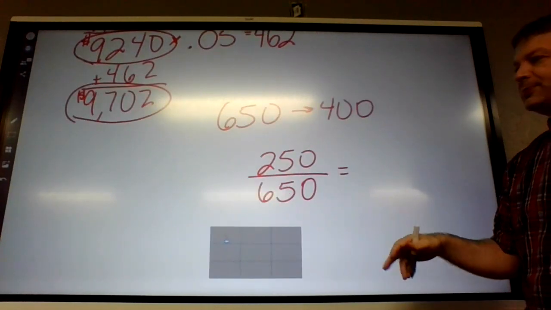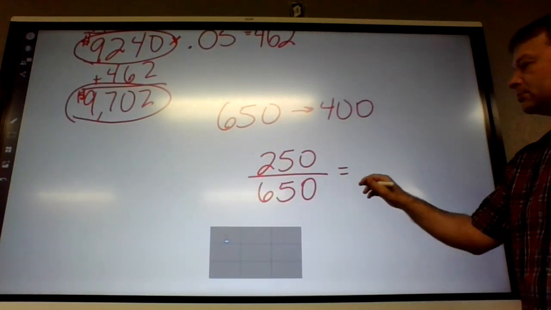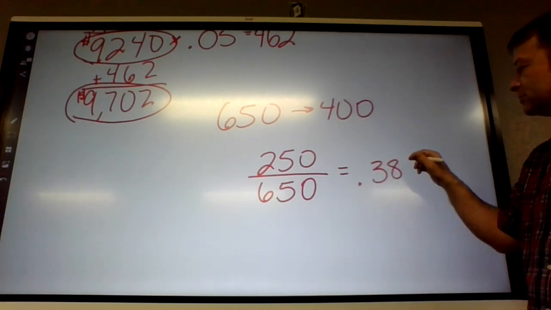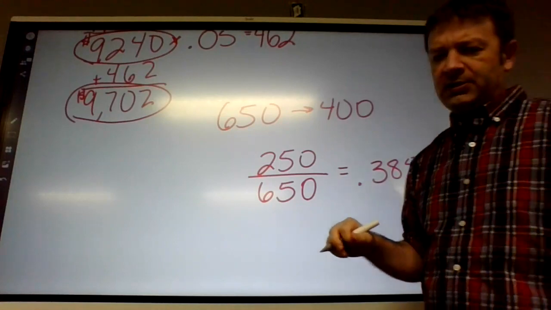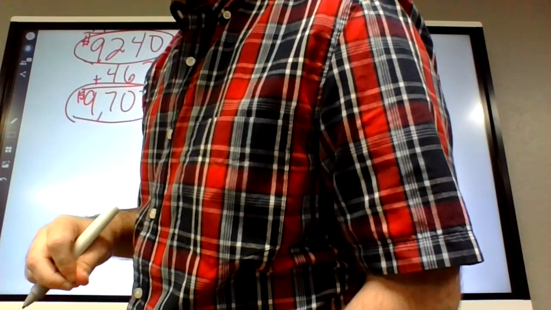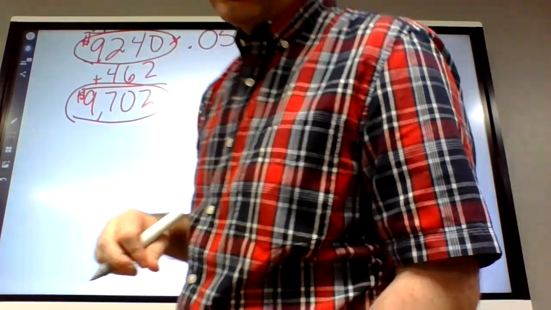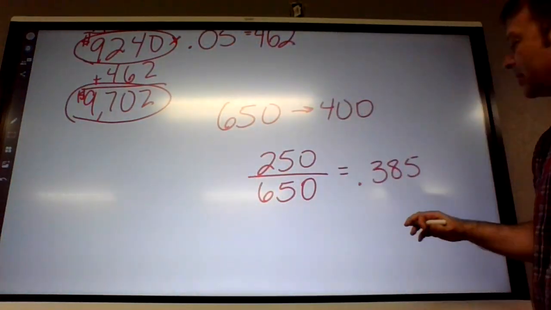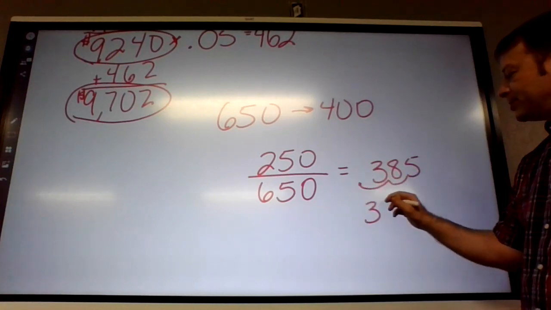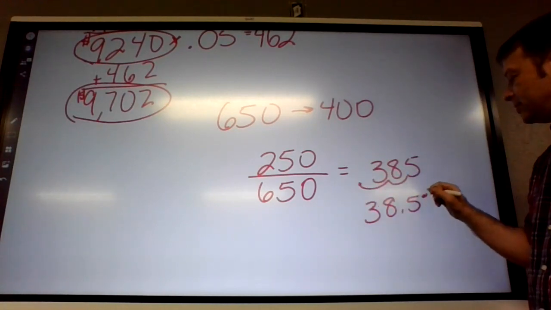What's that as a decimal? 0.38. Does it tell us to round it somewhere? What was 0.38461? Okay, anyways, when we move the decimal twice to change it to a percent, we got 38.5%.